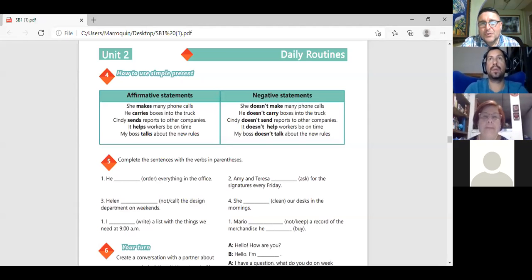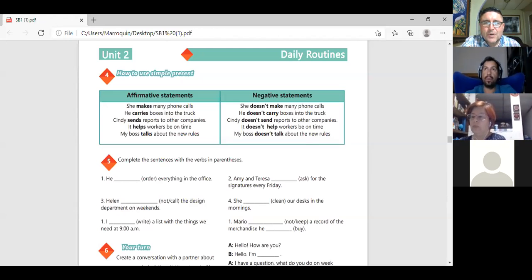We always need to write doesn't. She doesn't make phone calls. He doesn't carry boxes into the truck. Cindy doesn't send reports to other companies. It doesn't help workers be on time. And my boss doesn't talk about the new rules. Any questions or comments? When negative, you don't add the S in the verb, right? No, you don't. La S es exclusiva para cuando está afirmando, when the information is positive. Not negatives, not in questions. Only when the information is positive.